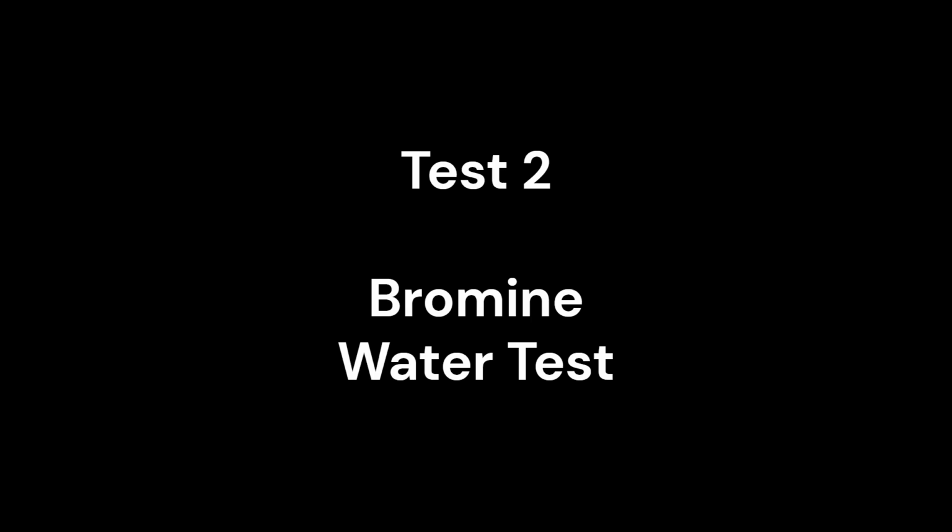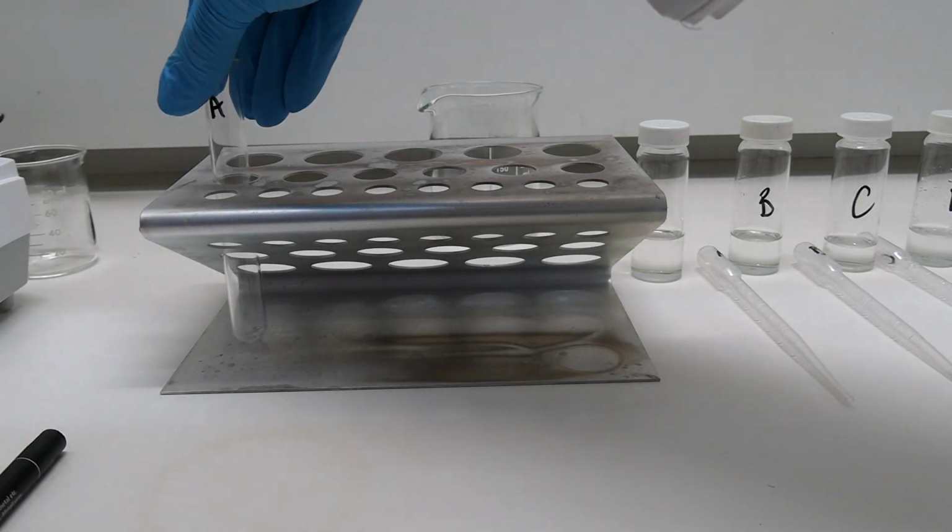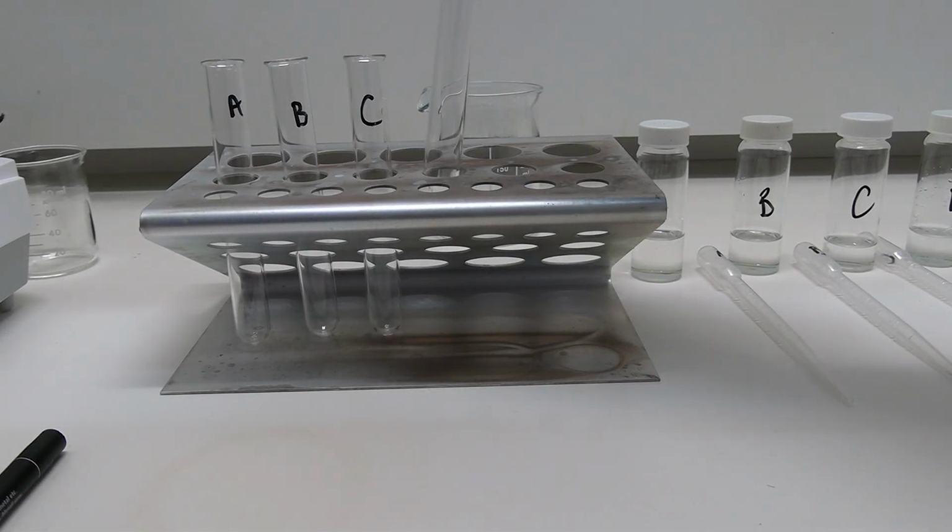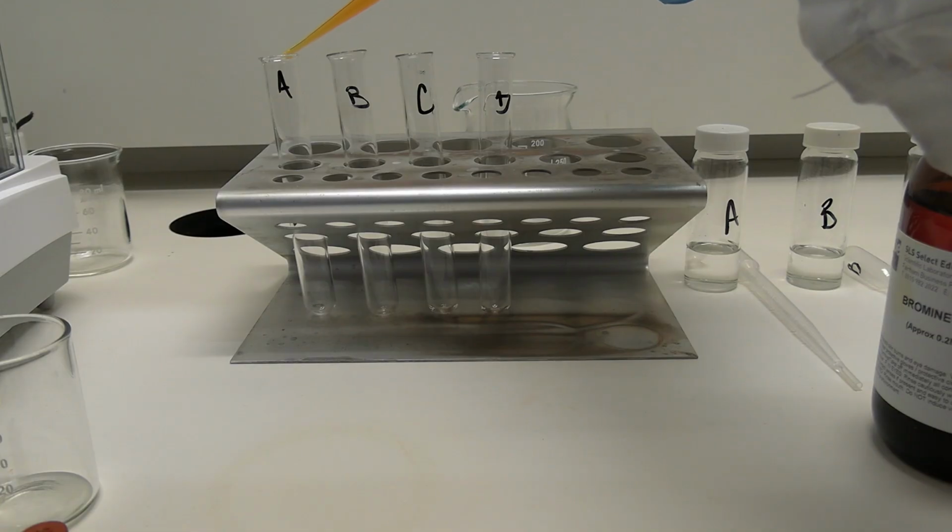Test 2. The bromine water test. Collect 4 new test tubes, label these A to D, then add about 10 drops of bromine water to each test tube, making sure to cover them immediately with a rubber bung.